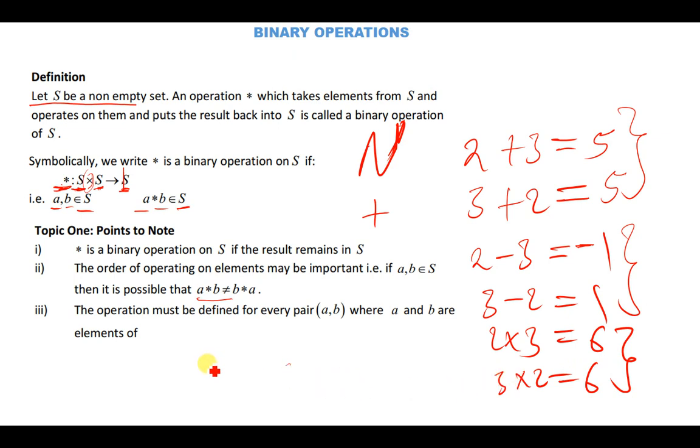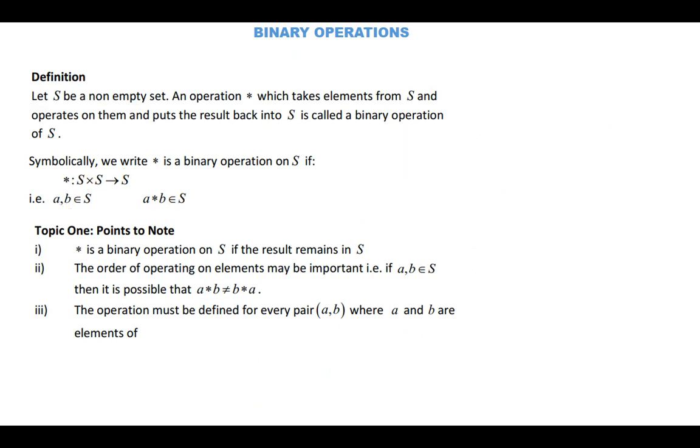Now let's try to use maybe 4. Let's try to do division. 4 divided by 2, the answer gives us 2. And then 2 divided by 4, the answer is simply just 1/2. So when you look at these two answers, these are two different answers. Hence, division does not obey the commutative law.